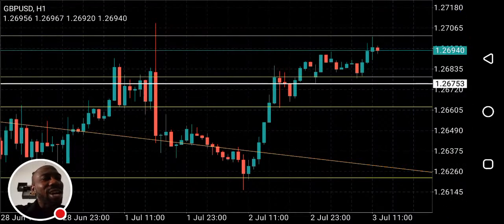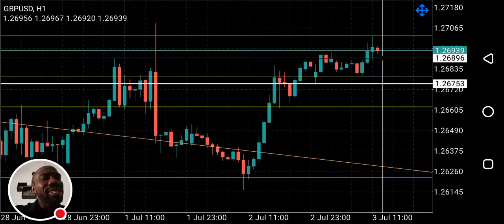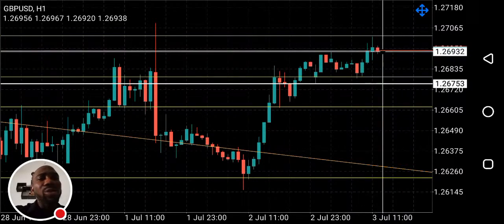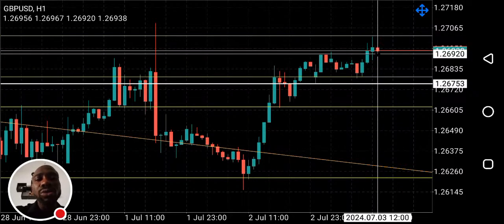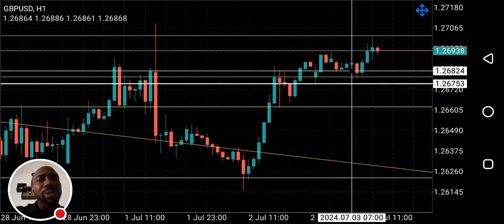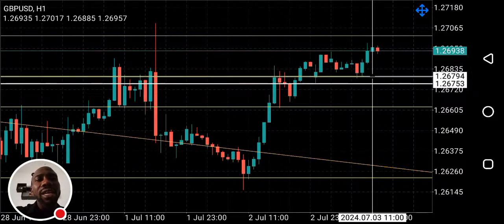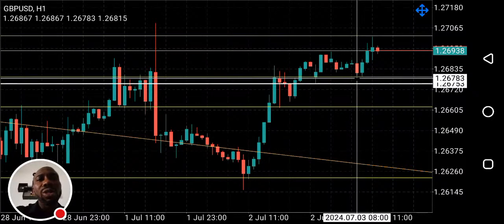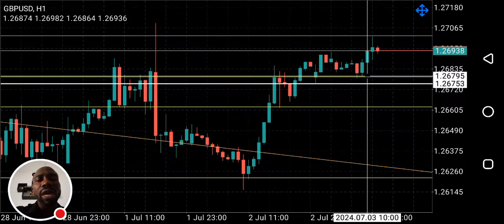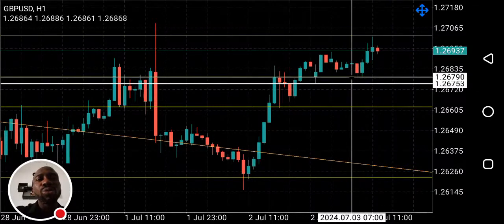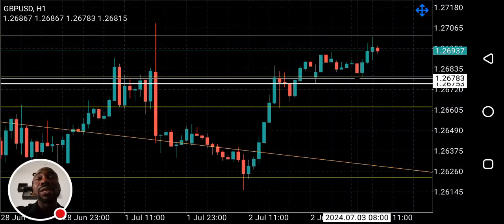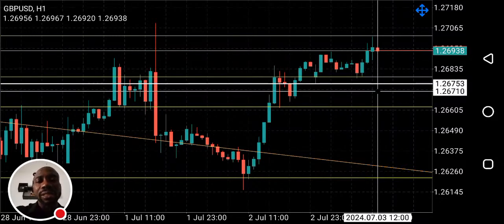So if the current 1 hour candle closes bearish, one could consider selling GBP USD. But like I said, wait for a shift in market structure, and the shift in market structure on the 1 hour time frame would occur after a candle closes below this low. This is the higher low. Wait for a candle to close below this higher low before you consider selling.